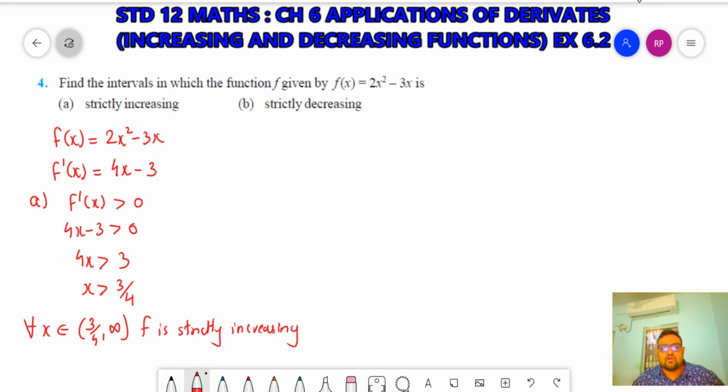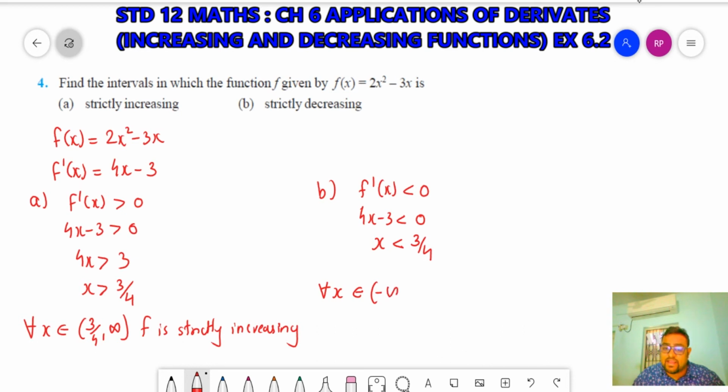Okay, now for b, f is strictly decreasing. That means f dash x must be less than 0. So 4x minus 3 must be less than 0. So I will solve it in this way only. Finally, I will get x must be less than 3 by 4. So for x belonging to, it's less than 3 by 4 means from minus infinity to 3 by 4.